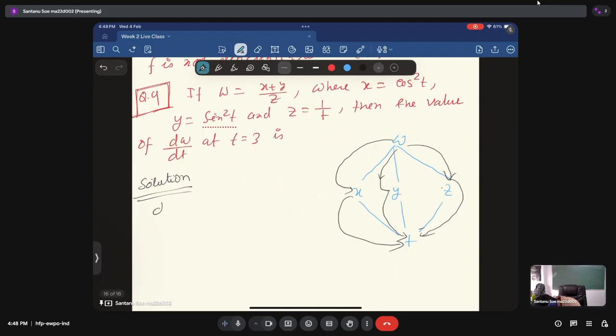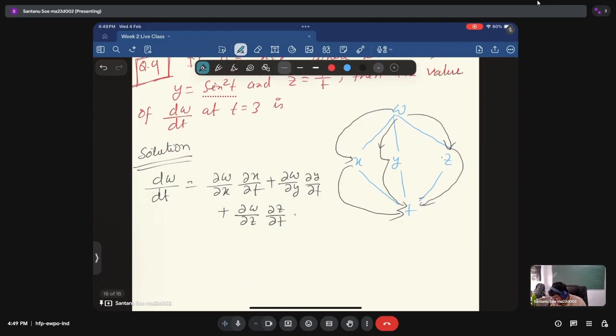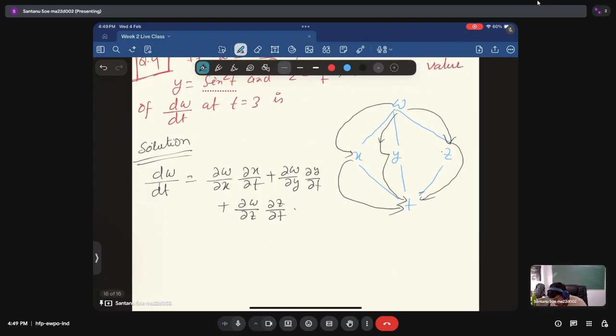So dw by dt will be nothing but del w by del x into del x by del t. So through the first variable x, and then again del w by del y into del y by del t, and then again del w by del z into del z by del t. So now we have to find out all the values, I mean all the partial derivatives here.